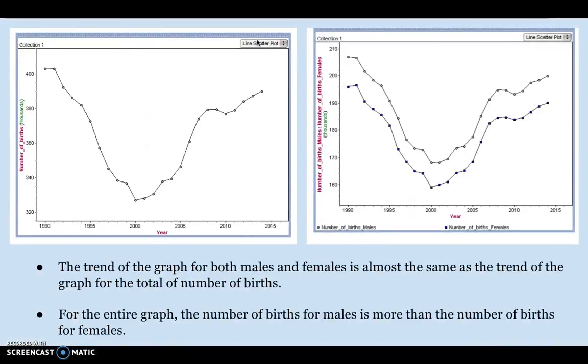And here is our line scatter plot for number of births and its two strata over time. As you see, the trend for both males and females is almost the same as the trend for the total number of births. And for the entire graph, the number of births for males is more than the number of births for females.